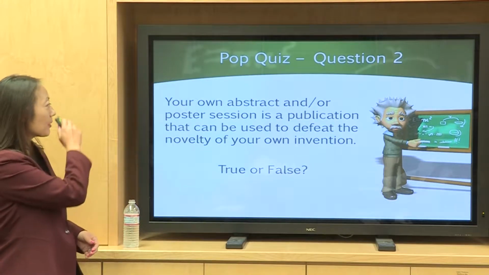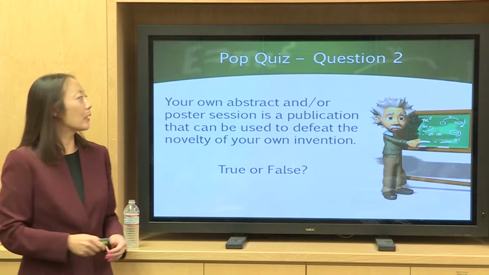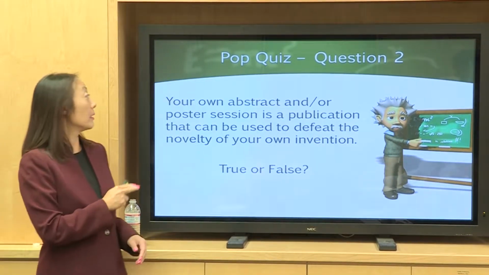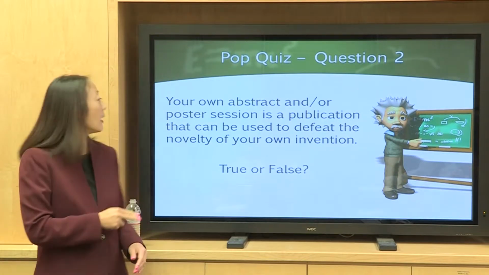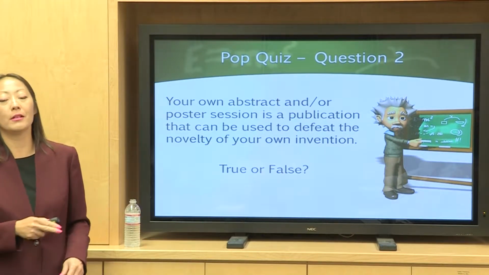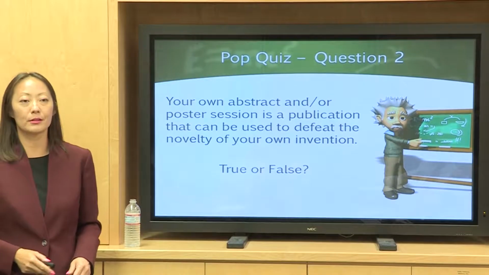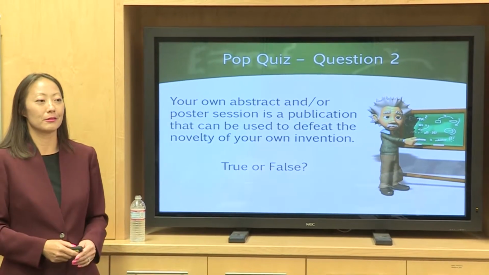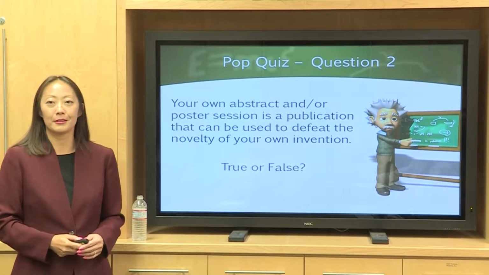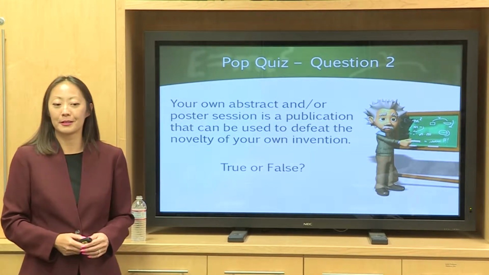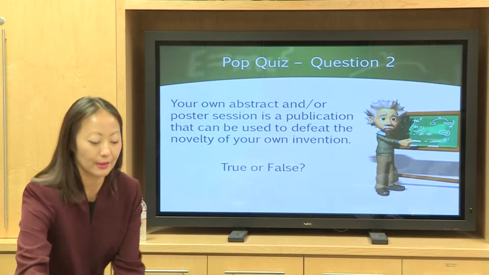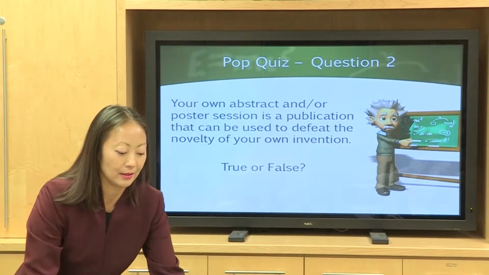So, next question. Your own abstract and or poster session is a publication that can be used to defeat the novelty of your own invention. True or false? Your own materials can be used against you. We'll give you a little bit of time to think about this.